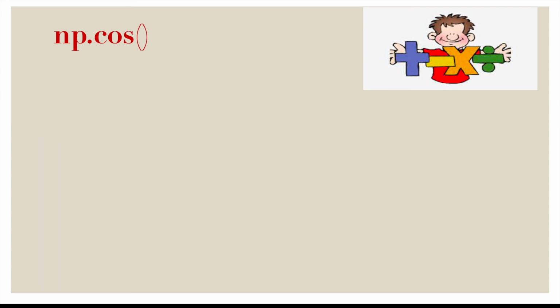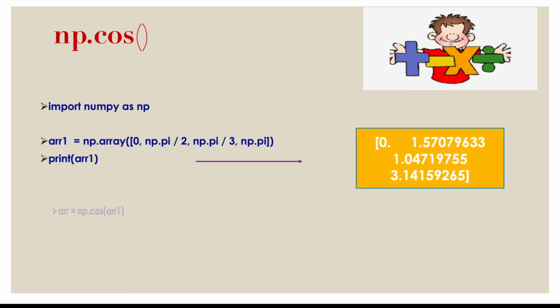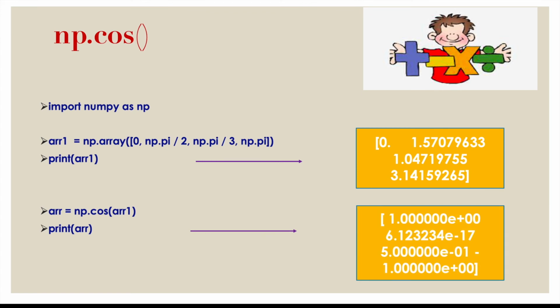Now we come to numpy's cos function. This mathematical function helps the user to calculate the trigonometric cosine for all the array elements. We import numpy as np. We create our array 1 by calling the np.array function and then we call the np.cos function and pass array 1. So this is going to calculate the trigonometric cosine values of all the array elements.